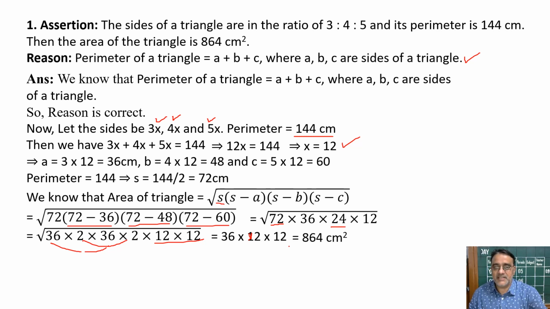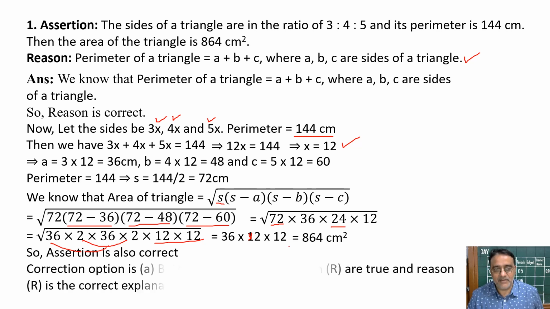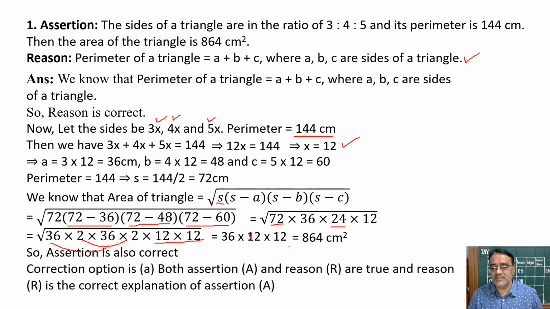So assertion is correct? Yes, sir. Right. And we have used the reason also, perimeter a plus b plus c is the perimeter. So which option is the correct one? Option A. Right, option A. Both assertion and reason are true, and the reason is the correct explanation of assertion.